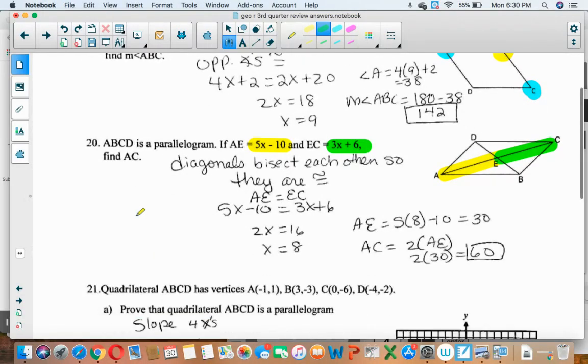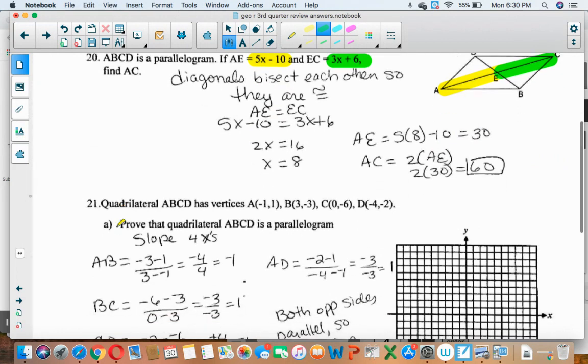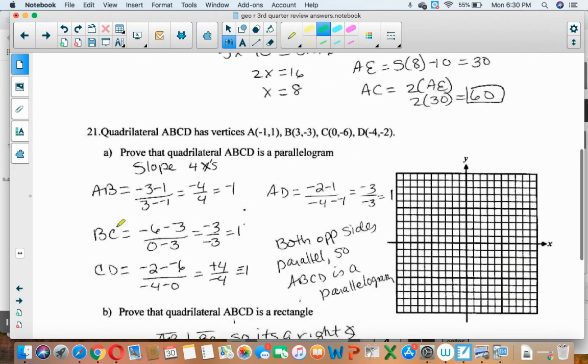Okay, and then this last one, I want to prove that ABCD is a parallelogram. To prove something's a parallelogram, both opposite sides are parallel. That means that they have the same slope. So you are doing slope 4 times. I find the slope of AB, right? Y2 minus Y1 over X2 minus X1. That comes out to -1.